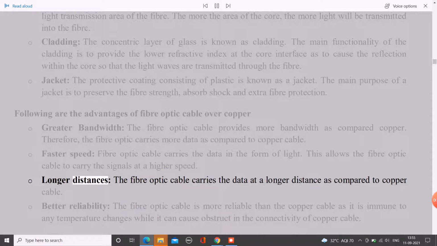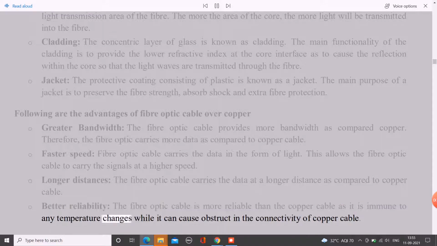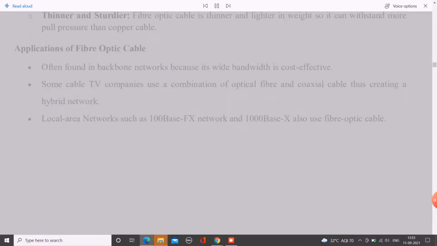Longer distances. The fiber optic cable carries the data at a longer distance as compared to copper cable. Better reliability. The fiber optic cable is more reliable than the copper cable, as it is immune to any temperature changes, while it can cause obstruct in the connectivity of copper cable. Thinner and sturdier. Fiber optic cable is thinner and lighter in weight, so it can withstand more pull pressure than copper cable.